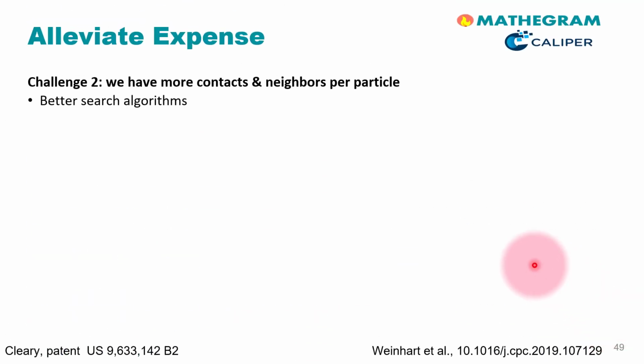Thanks, Simon. Let us now come back to another challenge, which is the fact that we have many more contacts and neighbors per particle. This is usually tackled with better search algorithms. So let us have a look at what has been done, and in fact people even patented their computer algorithms to improve the DEM in this respect.